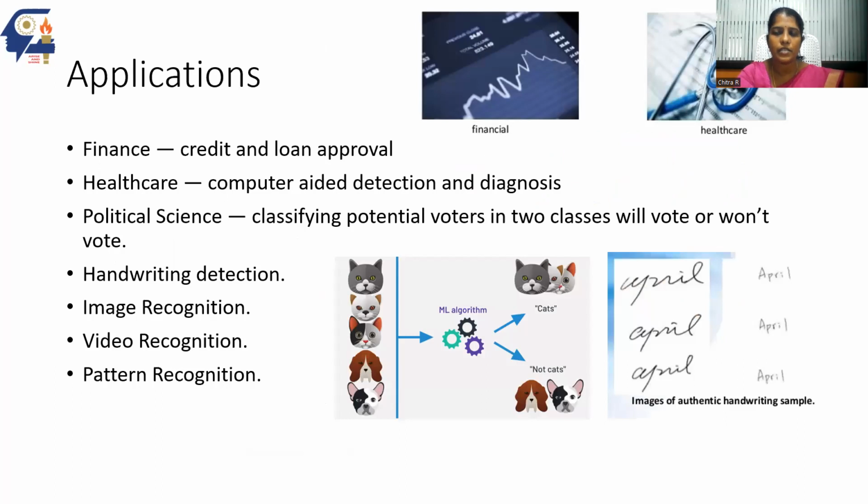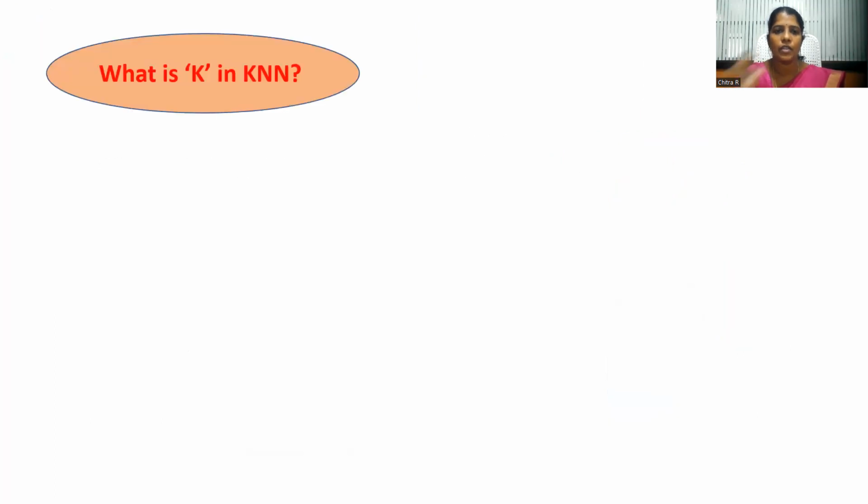The main applications of the KNN algorithm are in finance to find frauds, healthcare, political census, handwriting recognition, image recognition, video cam recognition, as well as pattern recognition. These are some of the applications of the KNN algorithm.